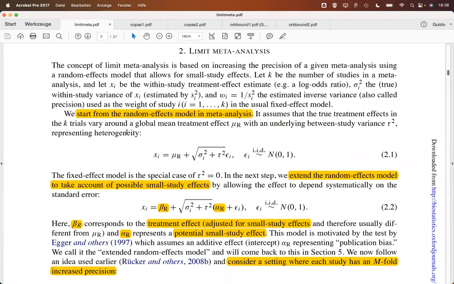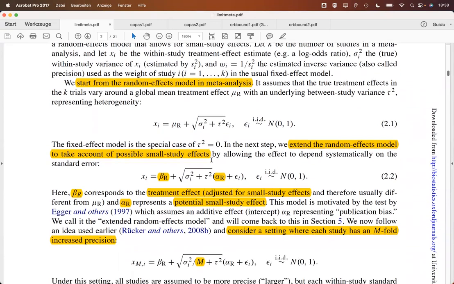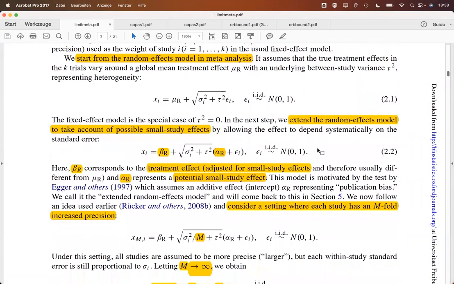The starting point of this method is the standard random effects model. The equation for that is given here. And what we do in this method is we extend it by introducing this parameter alpha_R, which models potential small study effects, which are often called bias, publication bias, selection bias. And by introducing this parameter, also the meaning of the intercept beta_R changes, because now in this model it is the treatment effect adjusted for small study effects.